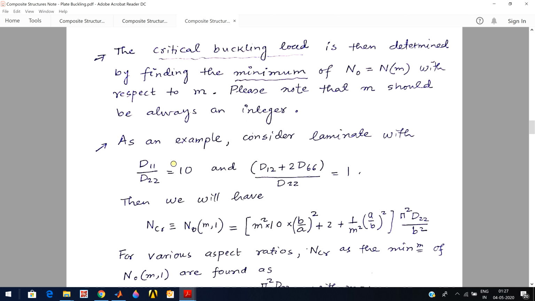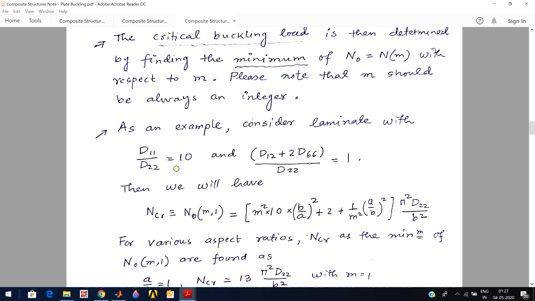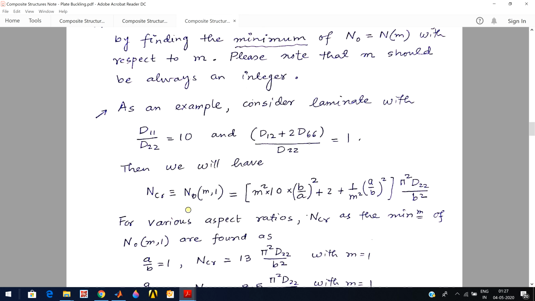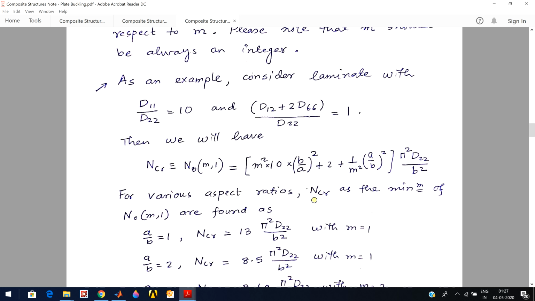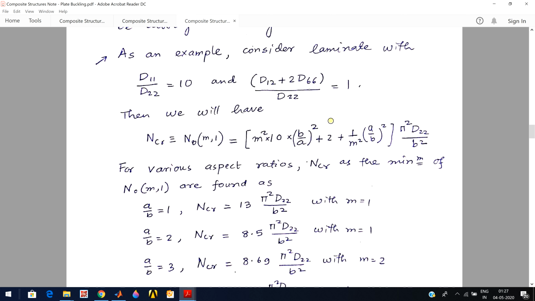For example, let us consider the stiffness values as this. So D11 by D22 is 10, and the other stiffness values are related in this way. So this is the simplest possible kind of assumption we can take, and then we see that n critical, or n0 m comma 1, so n is always 1, n0, which is a function of m now, will become this. So now we can see for different aspect ratios and different m, we can get different values.